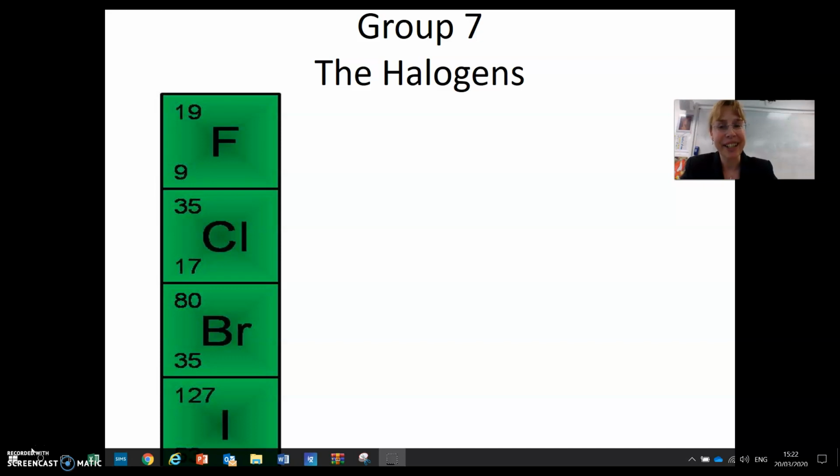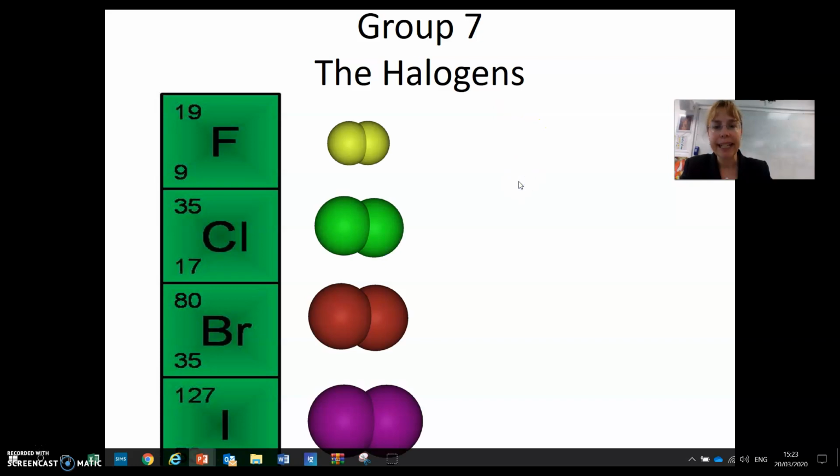So let's get going. Group 7, on the other side of the periodic table, is the non-metal group we study. We've got fluorine, chlorine, bromine and iodine. Fluorine is yellow, chlorine is a green gas, bromine is an orangey brown liquid, the only liquid non-metal on the periodic table. Of course, mercury is the only liquid metal. And then we have iodine, which is a black solid or a purple gas.